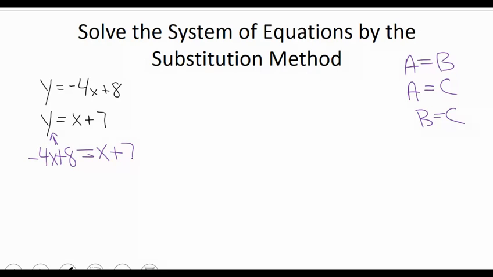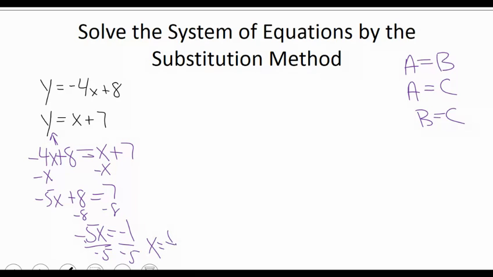And then I can solve this equation, because now I have an equation and I only have x's in it. Basically, I rewrote the second equation, but in place of the y, I put a negative 4x plus 8. So I'm going to solve this. I'm going to subtract x. So I get negative 5x plus 8 equals 7. I'm going to subtract 8 here, and I get negative 5x equals negative 1. Divide by negative 5, and I get x equals 1/5.